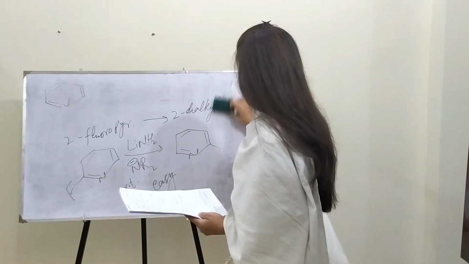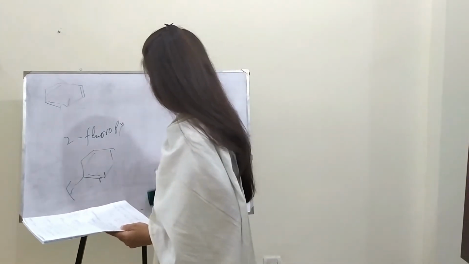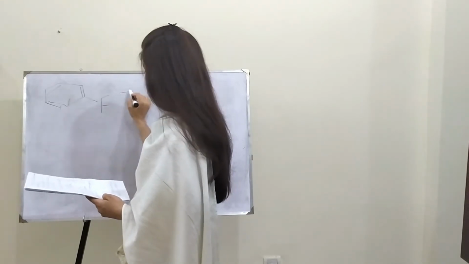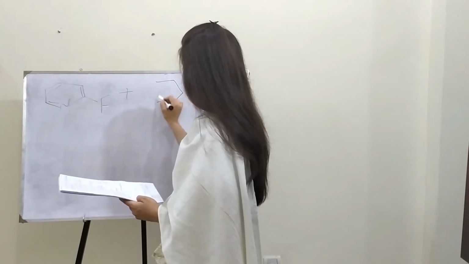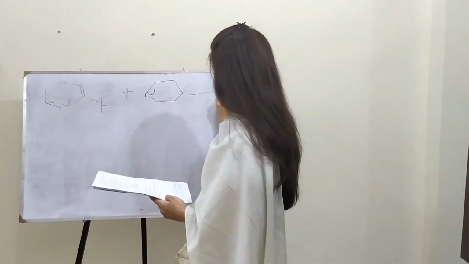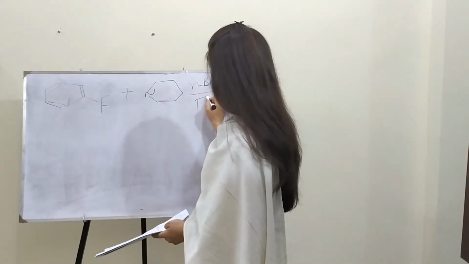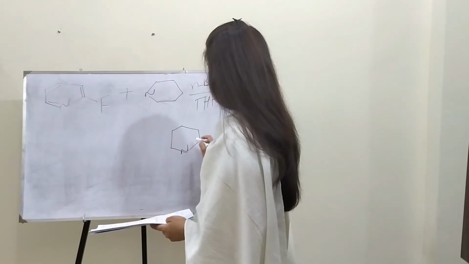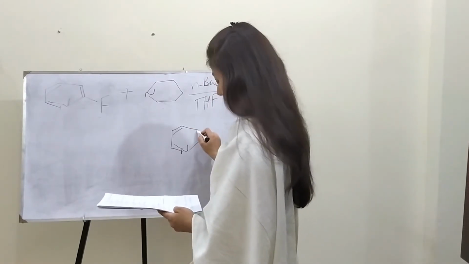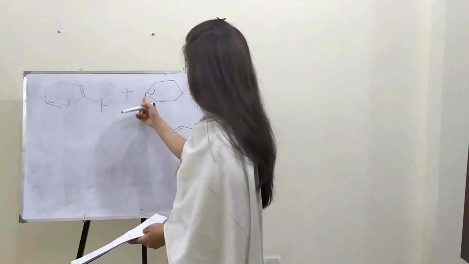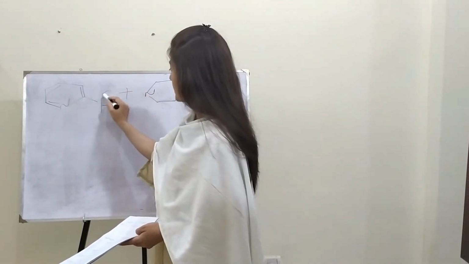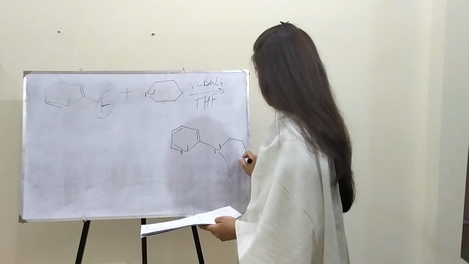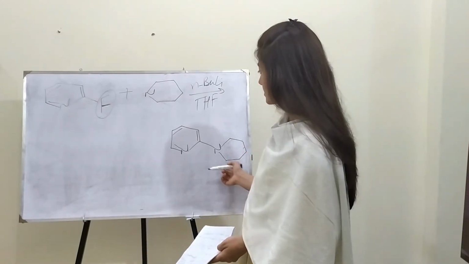And our next example is if 2-fluoropyridine reacts with piperidine, along with lithium and butyl and THF, then it is converted into this. Here, the piperidine nitrogen with one lone pair would replace this fluoride, and the nitrogen would become attached here in this way. This is our final product in this reaction.